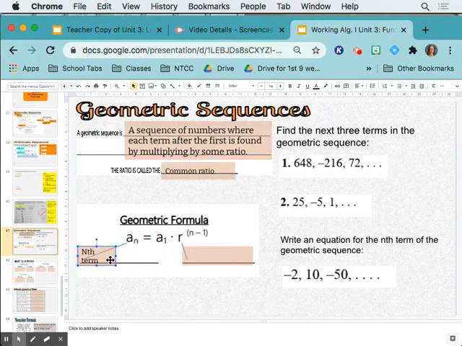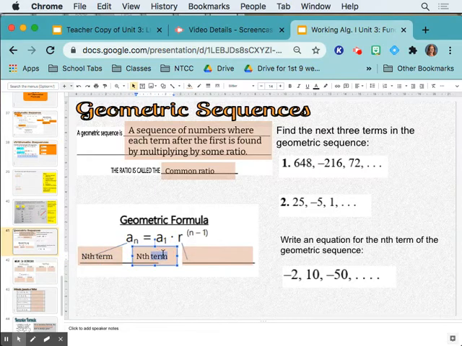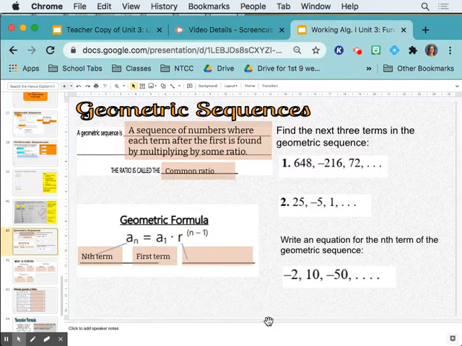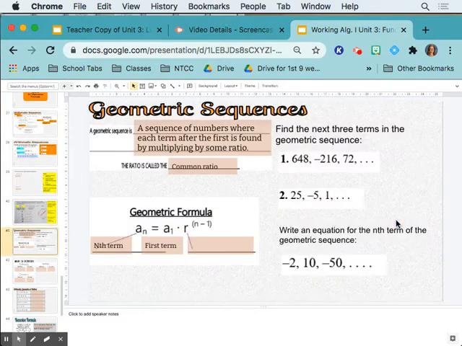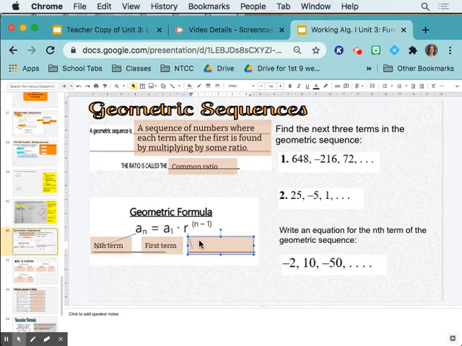So I feel like we need to go ahead and write that down. Make another little box and put first term. A1 is our first term. And then R is our common ratio. Just like D was our common difference, R is going to stand for our common ratio.